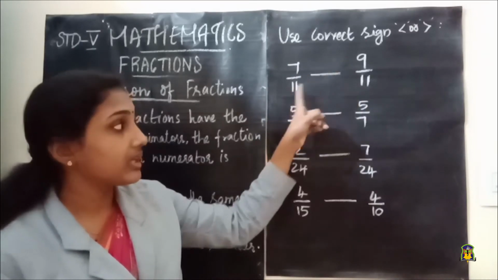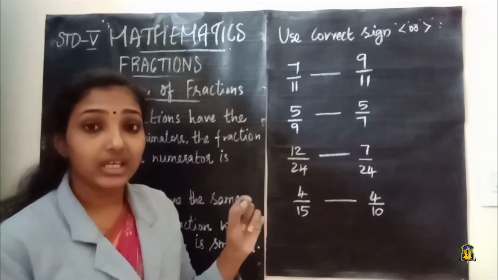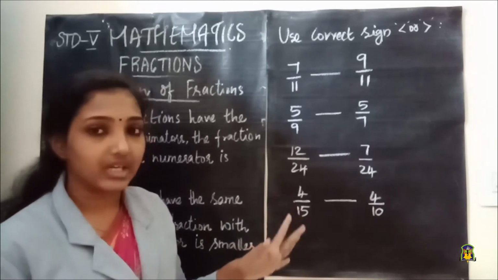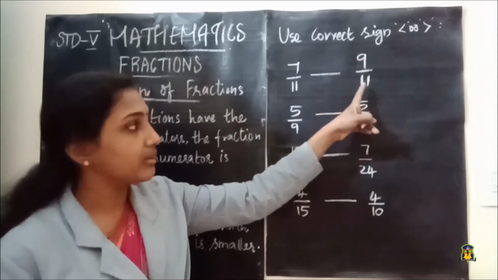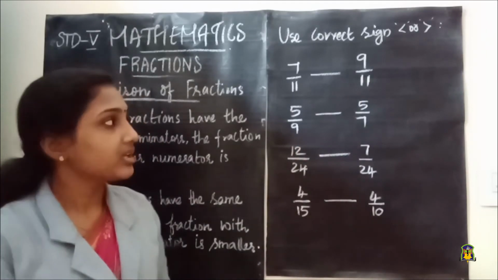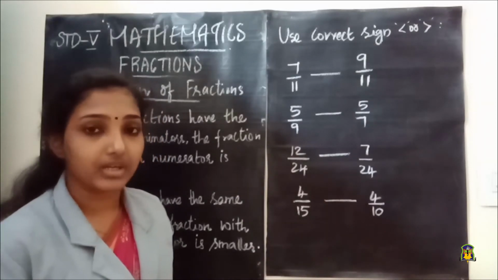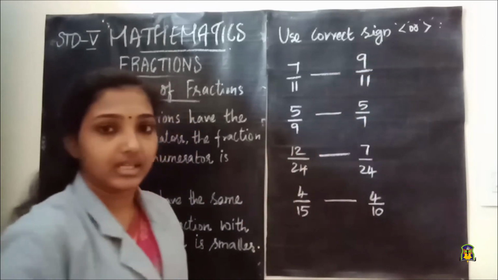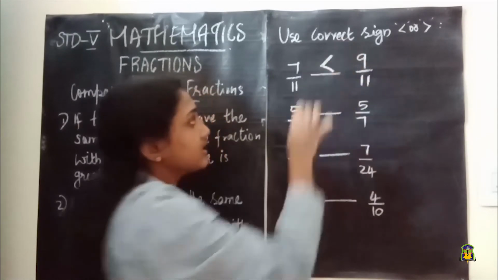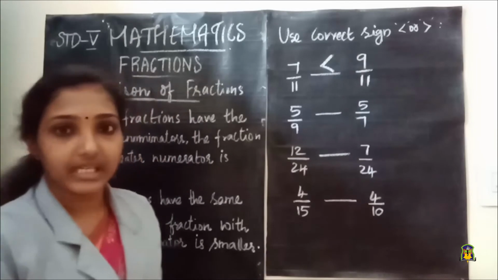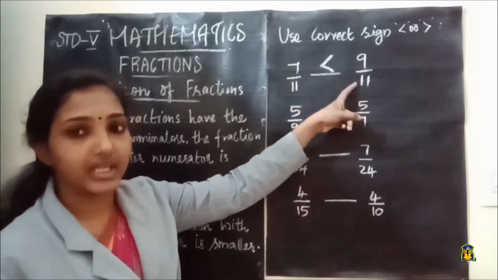So what happens when the denominators are the same? We look at the numerators, and the fraction with the greater numerator will be the greater one. So here, which is greater? 9 is greater, right? So 9 by 11 is the greater one. Okay. So for the symbol, always the mouth opens towards the greater one, right? So how are we using the symbol? The mouth opens towards 9 by 11, the greater one. So 7 by 11 is less than 9 by 11.